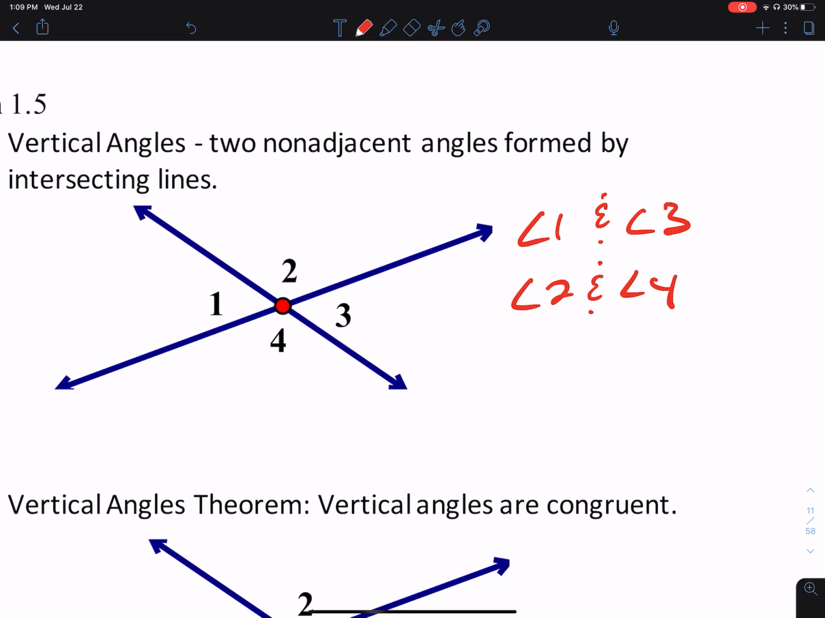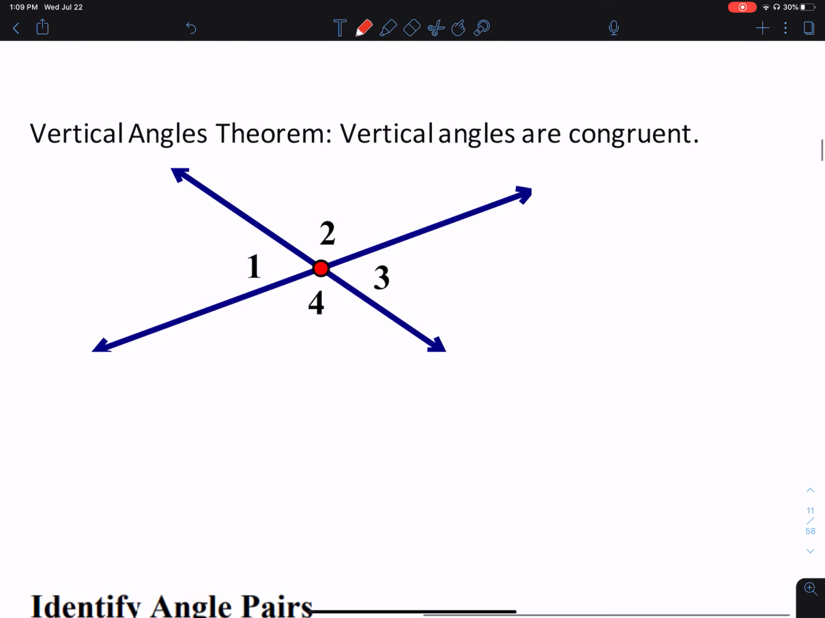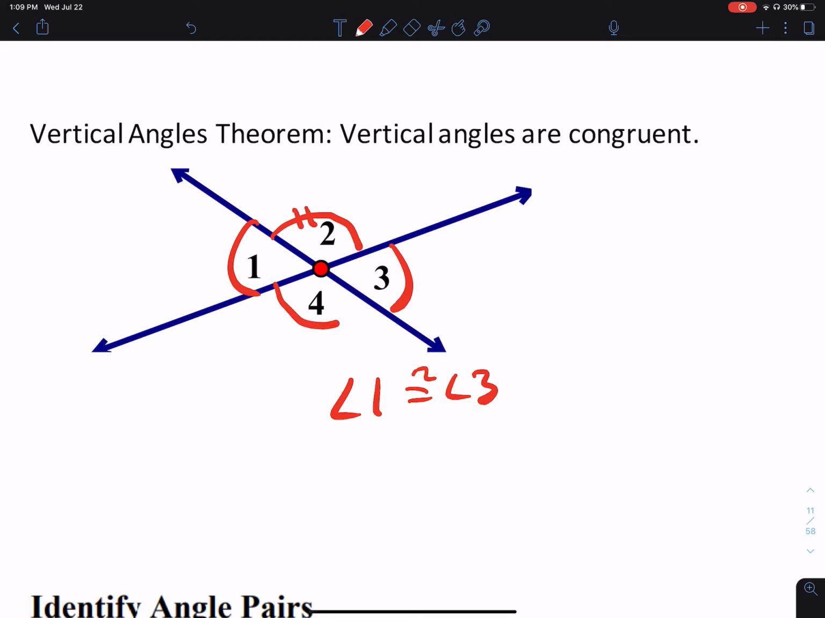Which leads us to the vertical angle theorem. Vertical angles are congruent. So angle 1 and angle 3 are congruent. I'm going to mark angles 2 and 4 in a different way. You can also mark congruent angles by putting the same number of arcs and then the same number of dashes on it. Angle 2 and angle 4 are vertical angles. They are congruent as well.